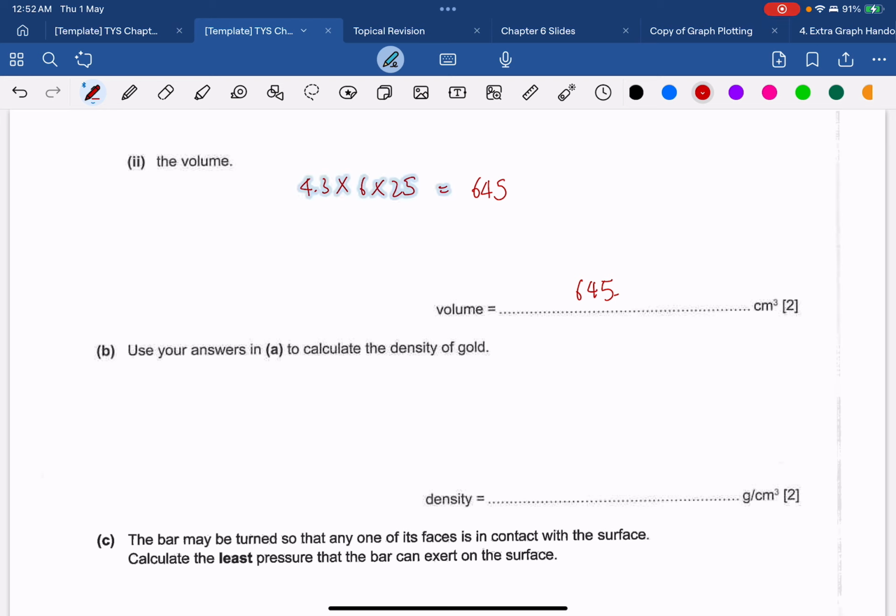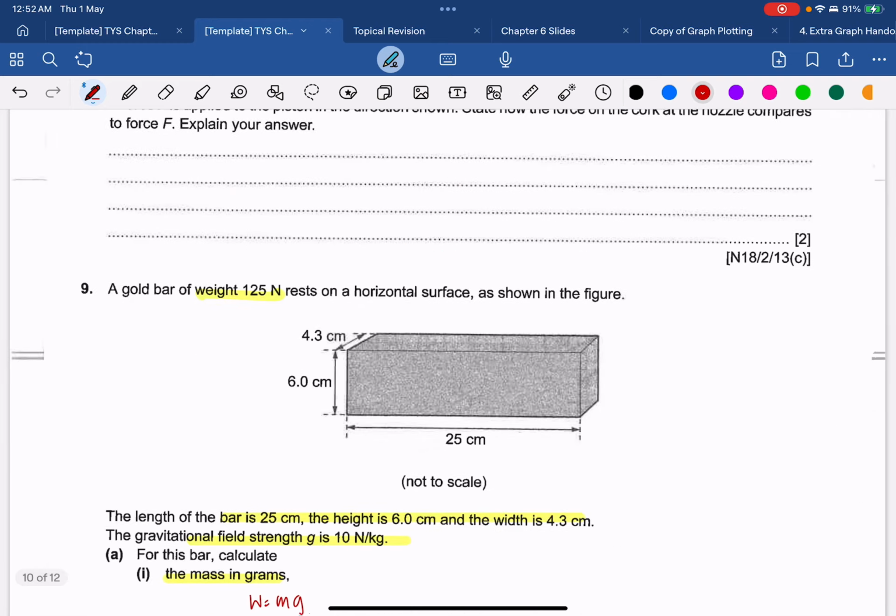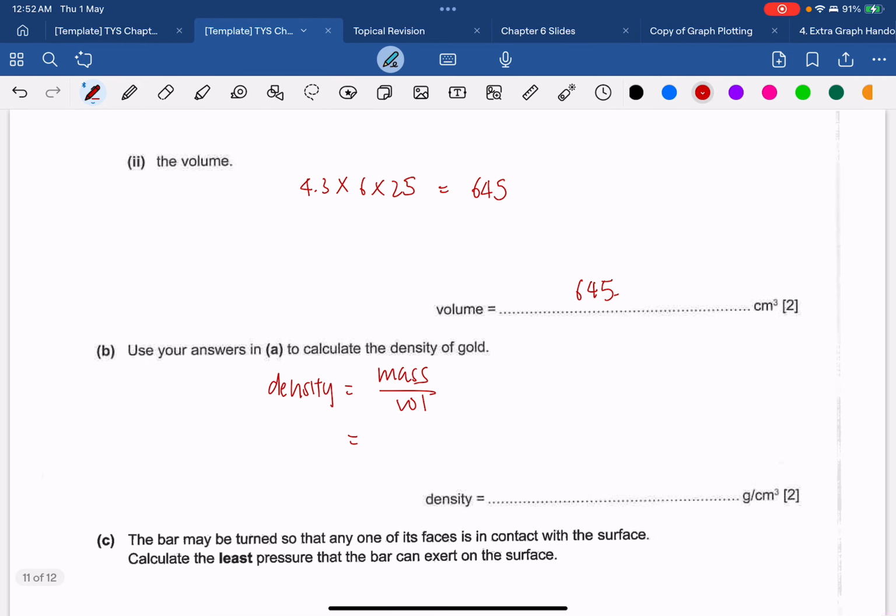Okay, so calculate the density. So density, thank God everything is in grams and cm cubed. So mass over volume. Mass would be 12500, volume 645. So 12500 divided by 645 gives 19.4 grams per cm cubed, 3 SF.